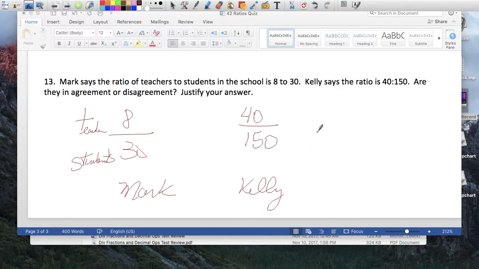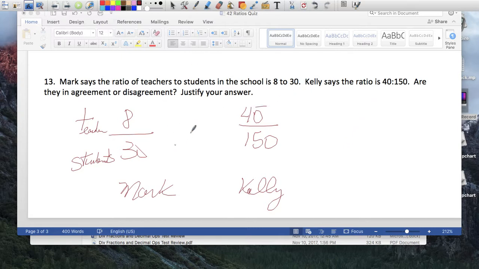Are they in agreement or disagreement? Justify your answer. Meaning, are Mark and Kelly saying the same thing, but just expressing the ratio in a different format, although they're equivalent, or are they saying two completely different ratios?